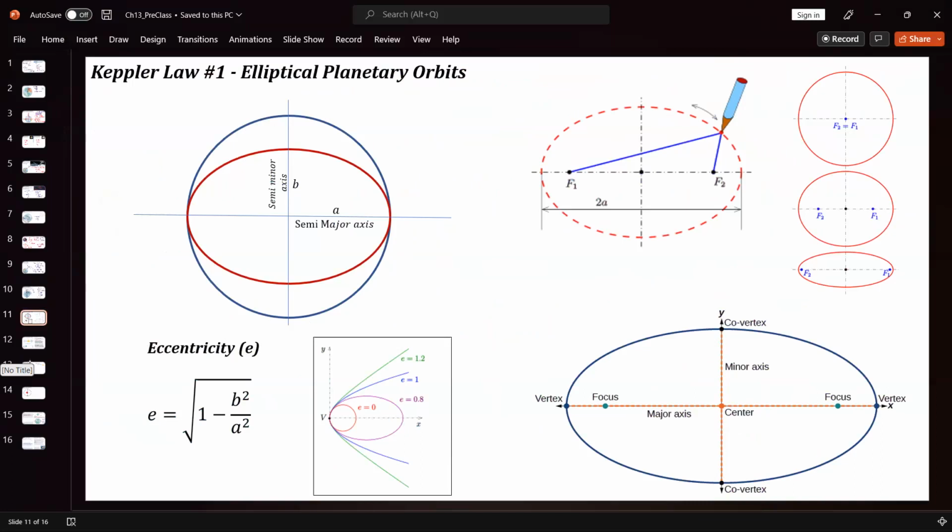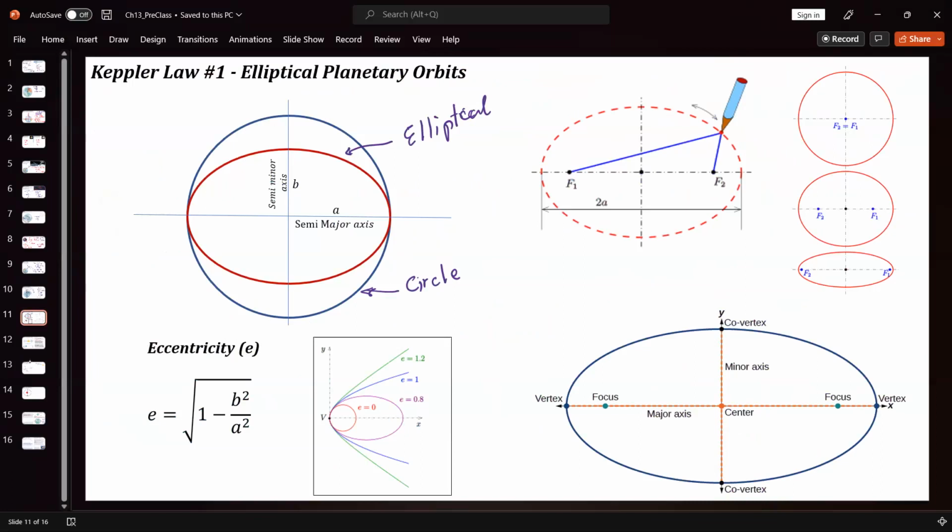So what is an ellipse? An ellipse is some sort of distorted circle. For example, this blue line is a circular orbit, right? That's a perfect circle, and the red line is an ellipse, right? So what's the difference between them? This is an elliptical orbit. This is a circular orbit, right?